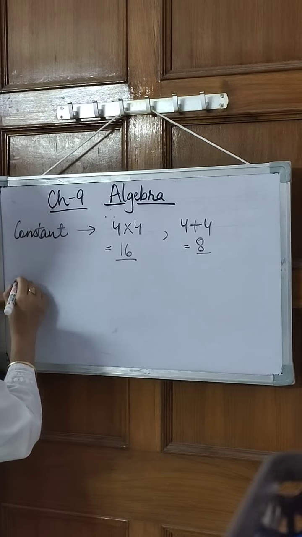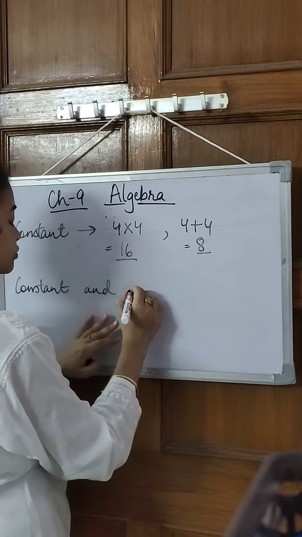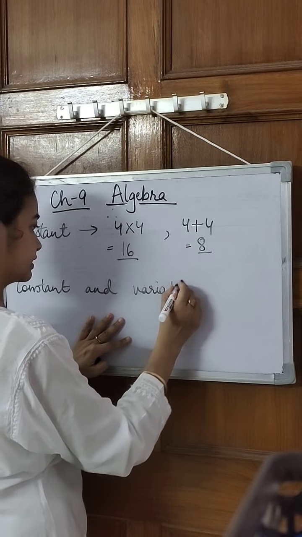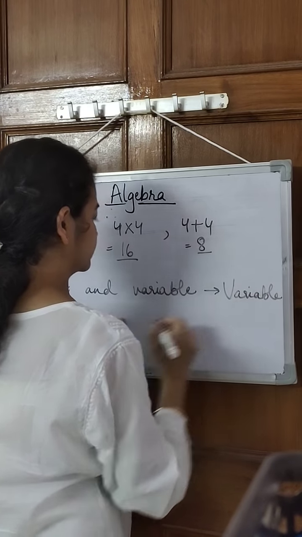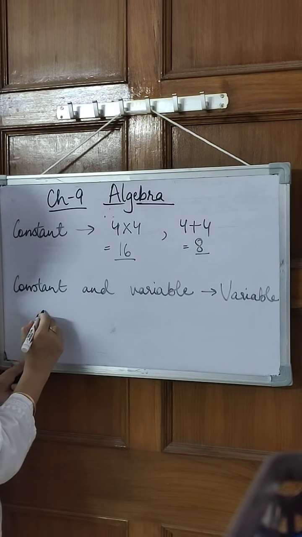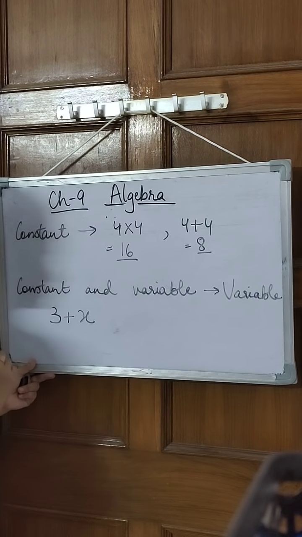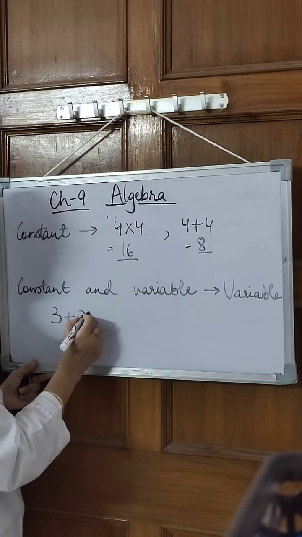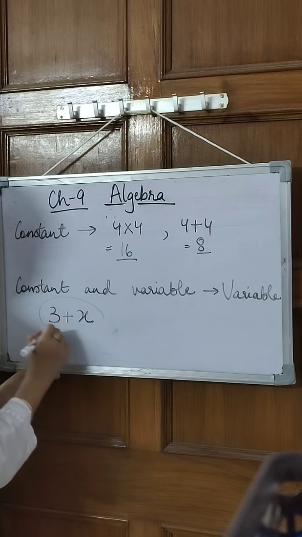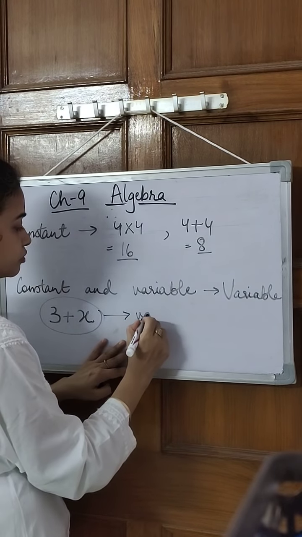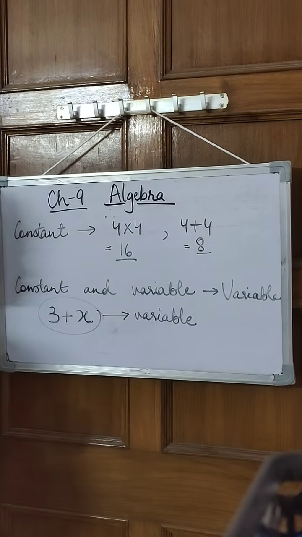But when we combine constant and variable, what do we get? We get a variable. For example, if the number 3 is added to x, 3 is a constant that is added to x. So a constant is combined with a variable. So this value is also a variable. Why is this value a variable? Because it depends upon the value of x.